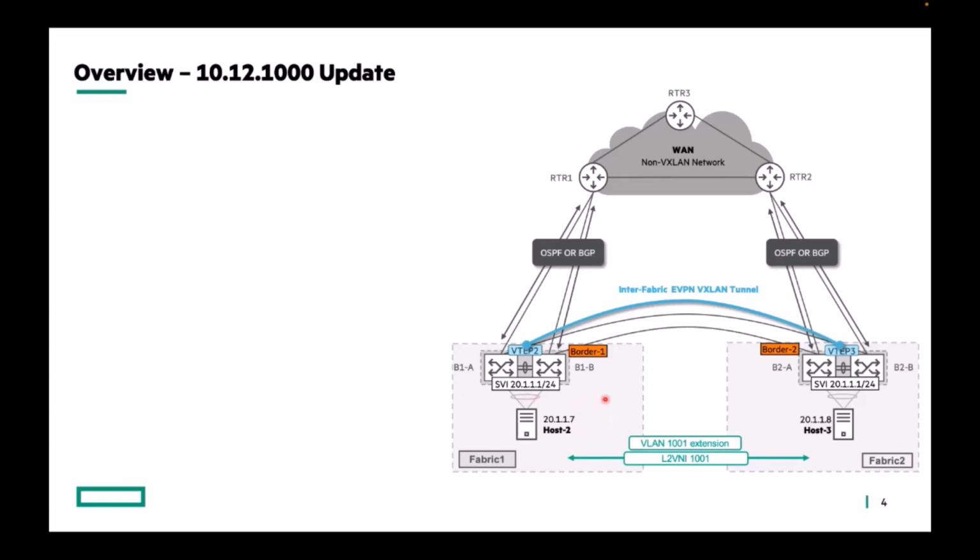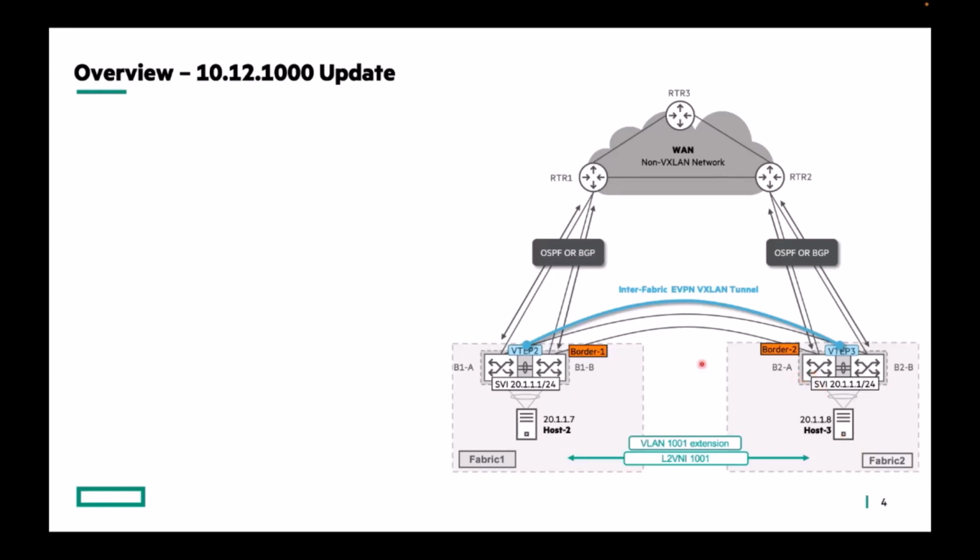As you see on the pointer, this is Fabric 1, Site 1 or DC1. On the right side, you will find Fabric 2 or DC2. They both are connected via an interfabric EVPN VXLAN tunnel. It would be an eBGP tunnel. The highlighted devices are the border leaves, the border VTEPs of each site. So B1A and B1B, they are in BSX. These are the border leaves for Fabric 1. On the right side, you will find the border leaves for Fabric 2.